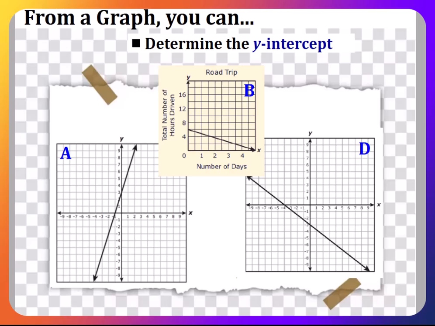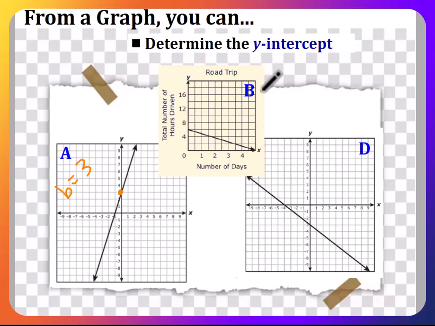You can also determine the y-intercept, and we talked about this when we were writing equations from tables. We said the y-intercept is that constant value. It's the value that y equals when x is 0. It is where the line crosses the y-axis. So that's all you have to do. Where does it cross the y-axis? If you look right here, it crosses the y at 3. So the y-intercept, or b, would equal 3.